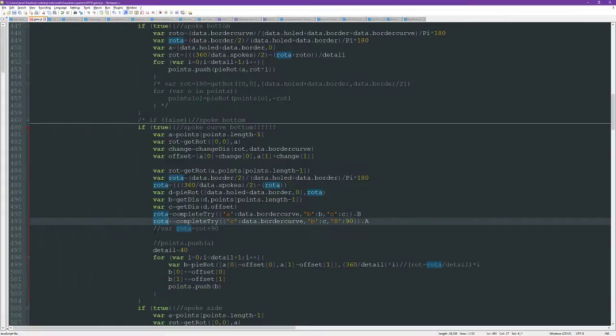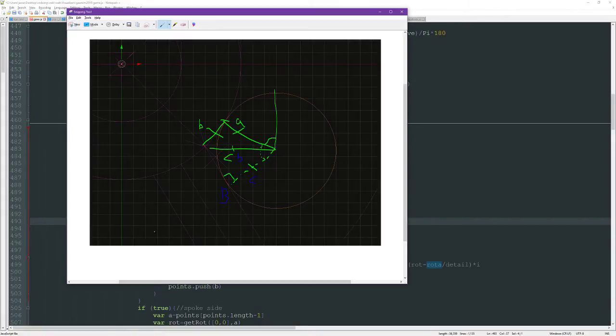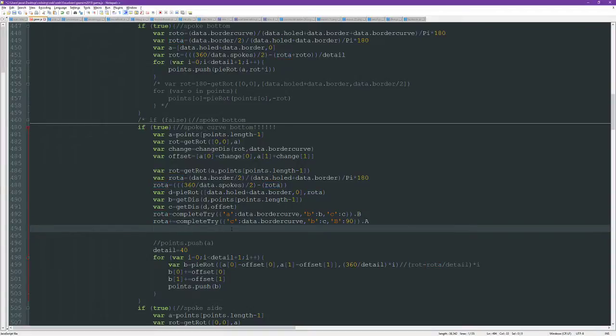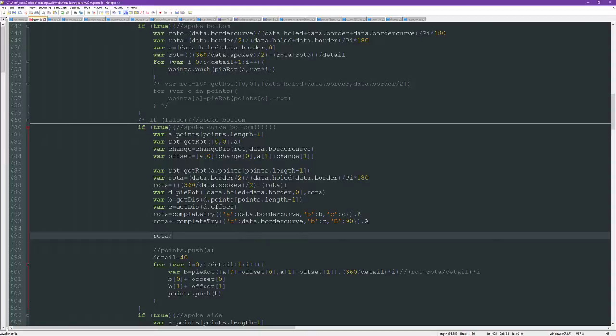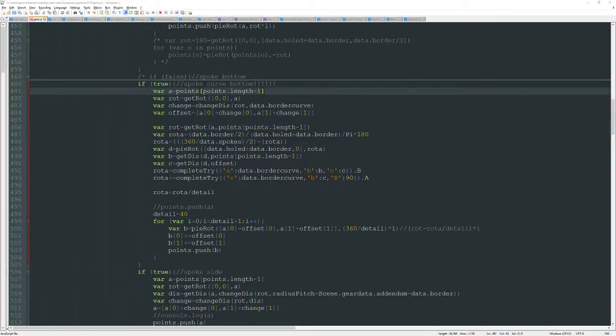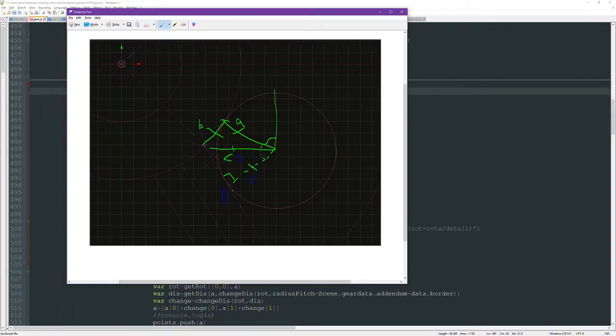Okay. Which should just be relative to that thing. Okay, so that's great. So I'll just say that divided by detail is that. And then my initial one's going to be at that location, so I'm starting there and rotating around.